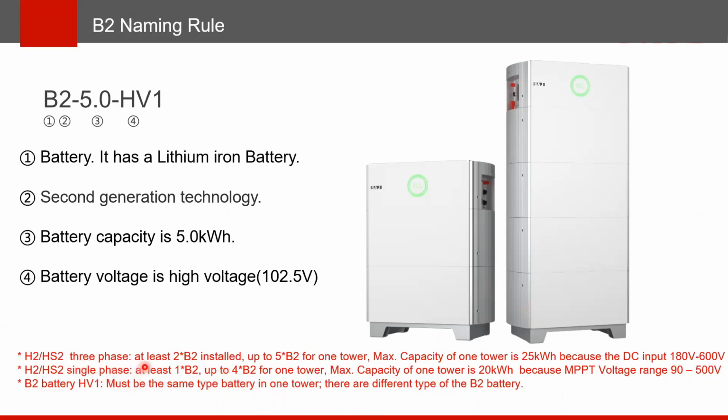And for three phase, we need to install at least two B2 and up to 5 B2 for one tower. We can install more towers, but one tower is up to 5 for three phase and 4 B2 batteries for single phase. Okay. And remember this value: the normal voltage of one battery module ranges from 100 to 105 volts.